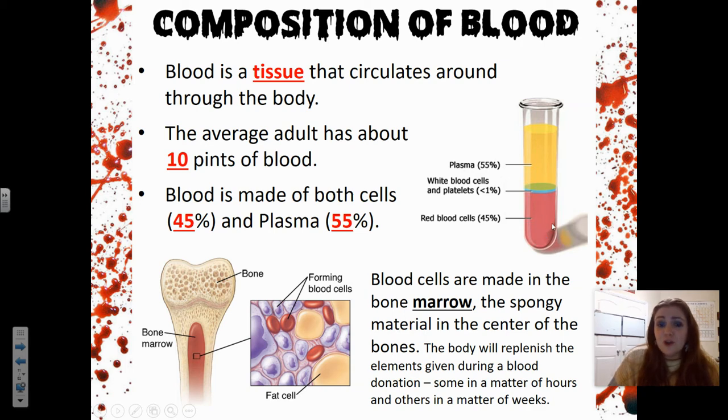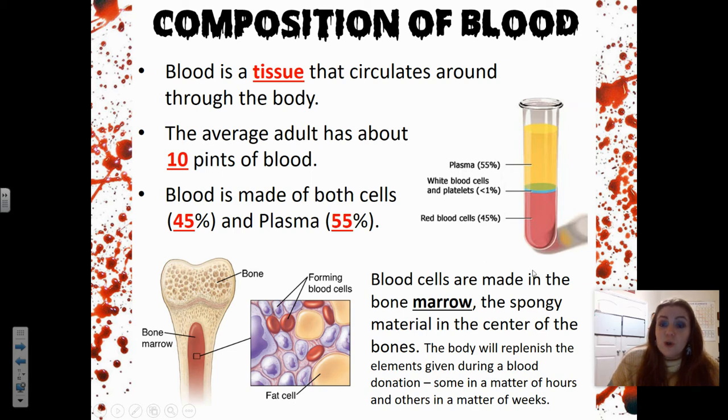The red blood cells tend to look not red. They look reddish brown, like really dark, way darker than you would expect. And then the platelets look clear. And then your plasma does look like this yellow pea color. It's very unsettling. So 55% of your blood is plasma. The white blood cells and the platelets are a tiny little percent, less than 1% of your blood. And about 45% is just red blood cells.